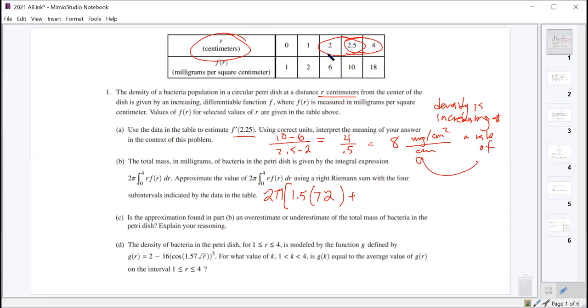And then we will add to that the next value. If we're going from 2.5 to 2, that's going to be 0.5, right? And R times F of R is going to be 2.5 times 10, which is 25. And then 2 to 1 is 1 unit, and R times F of R is 12. And then 1 to 0 is 1 unit, and R times F of R is 2. And you have a calculator? What did that come out to be on your calculator?